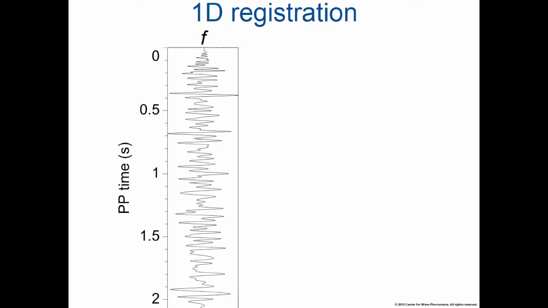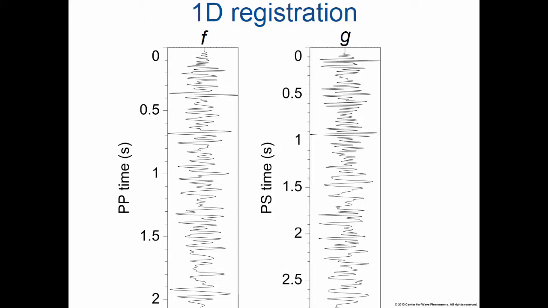For PP and PS registration, I'm going to take a single trace extracted from the PP image I showed you previously, and I'll denote that as F, which is a function of PP time. Likewise, I can take a single trace out of the 3D PS image, and I'll call that G, which is a function of PS time. Again, you can see that the time scales here are different, but events in these two traces are approximately visually aligned. For an event in F at time TPP, we have a corresponding event in G at time TPS. Again, the time shift is the difference between these two times, and that's what we want to compute.